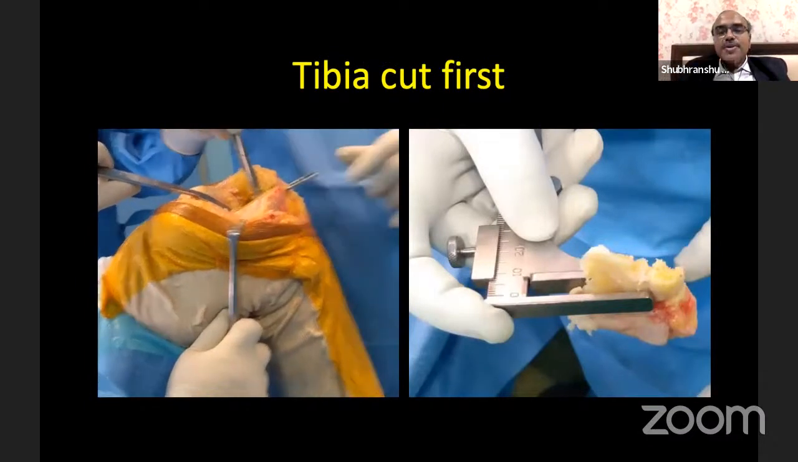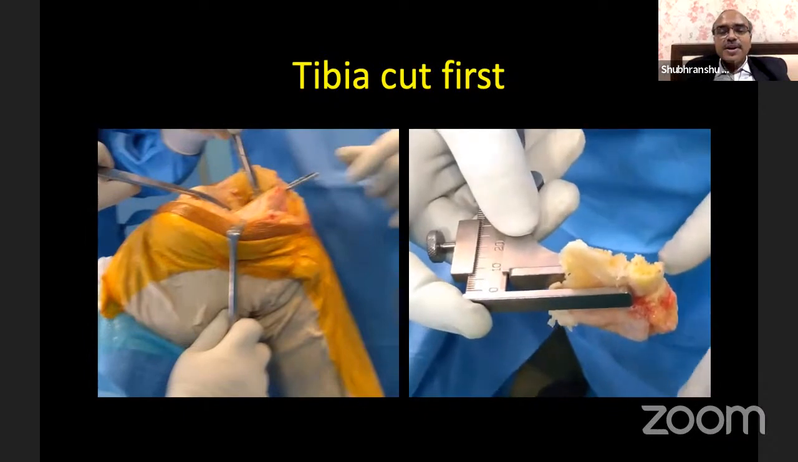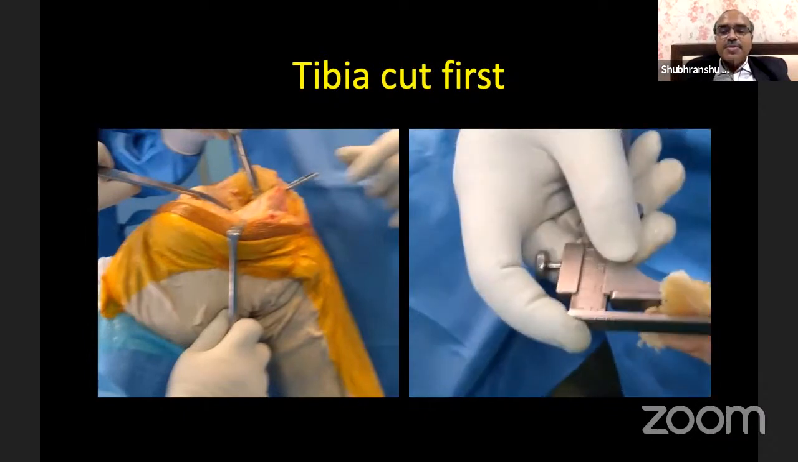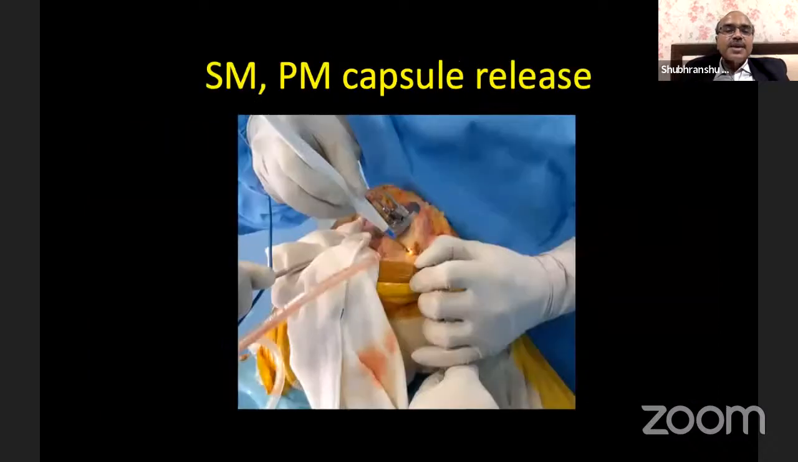And as you know, I always measure how much tibia I have taken. So here about 7 millimeter of tibia has been taken. I'm not taking too much tibia now, because that may lead to more instability, or I may have to put a bigger spacer there.